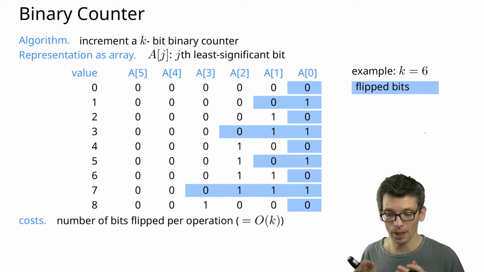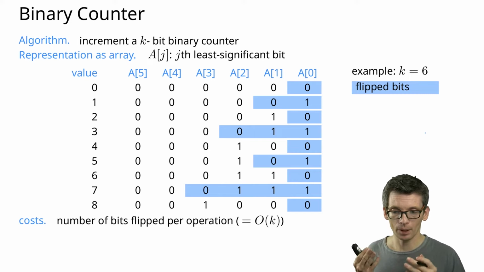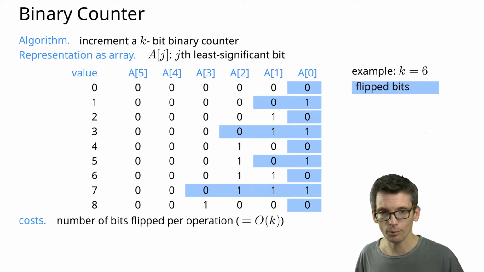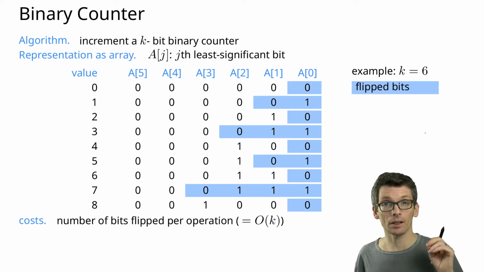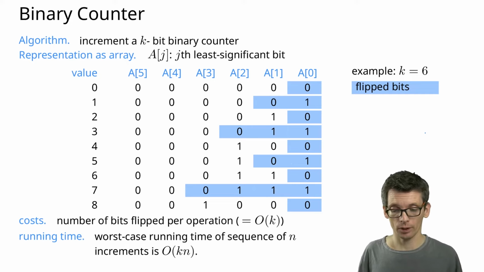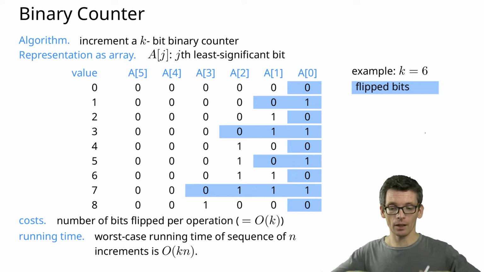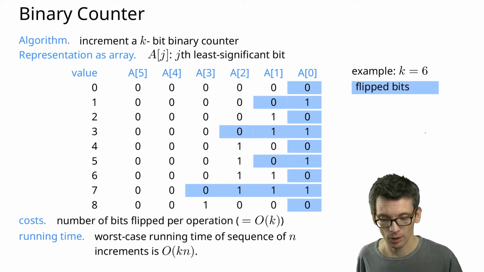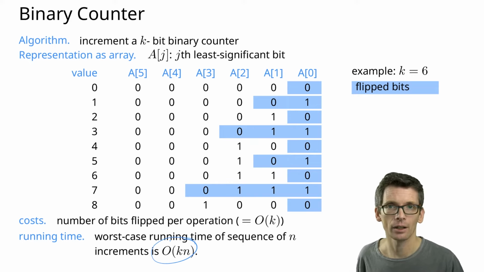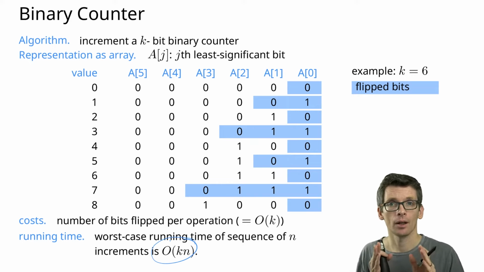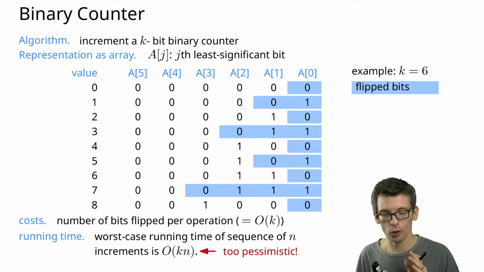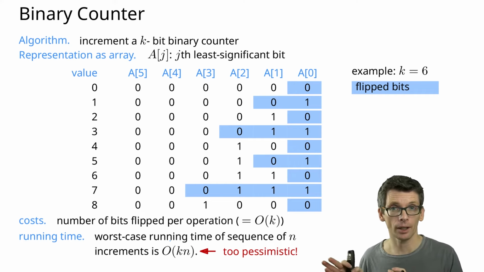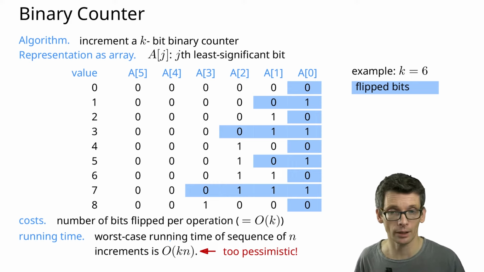So if I have a k-bit binary counter, the number of bits that I can flip in one step is at most O of k. That gives us a worst case running time, or an upper bound on the worst case running time, if I do a sequence of n increments, of O of k times n. But this is too pessimistic. So again, what we want to show is that this does not depend on k, this only depends on n, and in particular we simply get a linear running time.